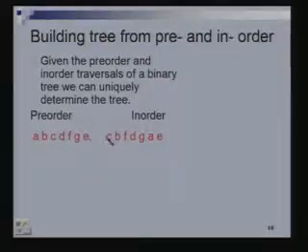Suppose this was the pre-order traversal and this was the in-order traversal of the binary tree. Both are given. I give you these two. Can you use these to tell me what the tree is? You can? Why can we do that?